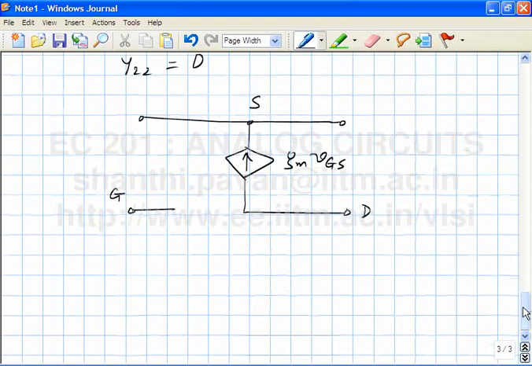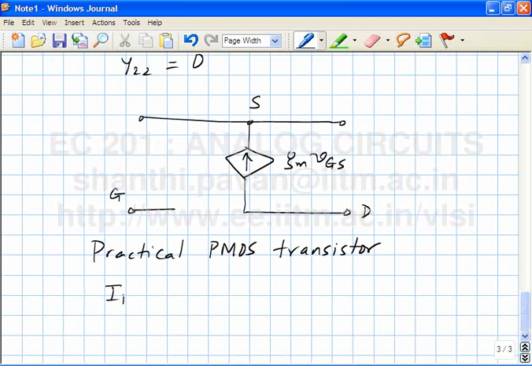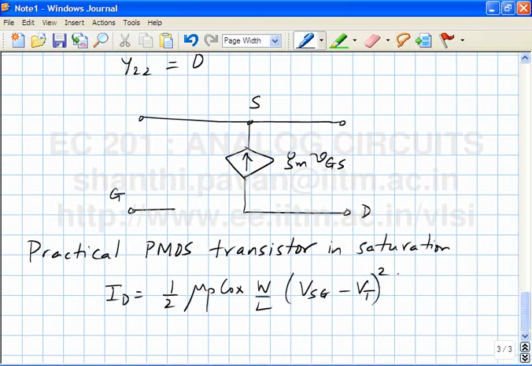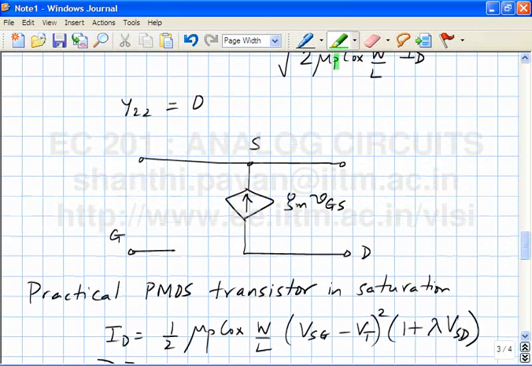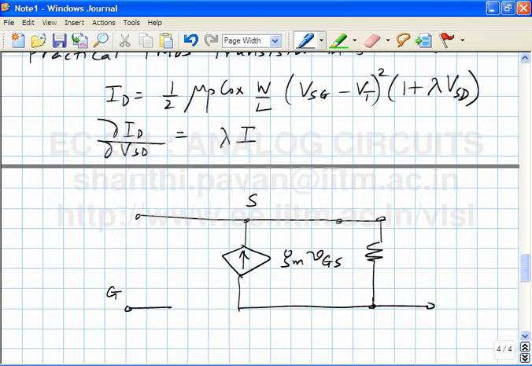So when I add the channel length modulation, what happens? ID is 1/2 mu P Cox W by L times (VSG minus VT) squared times (1 plus lambda VSD). And again, lambda is called the channel length modulation parameter, in which case dou ID by dou VSD will be equal to lambda I. In which case the equivalent circuit of the transistor, instead of becoming like this, so this is the output conductance of the MOSFET, so the output resistance is 1 over lambda I. Does it make sense?